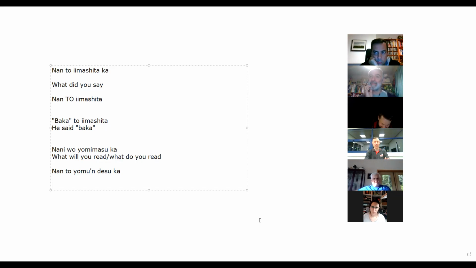Kim, you look sad. Yeah, it goes so fast that I can't hear those small parts. Ah, okay. Like yomu, according to the rest of the sentence, it's so small that I can't distinguish that they're talking about reading.